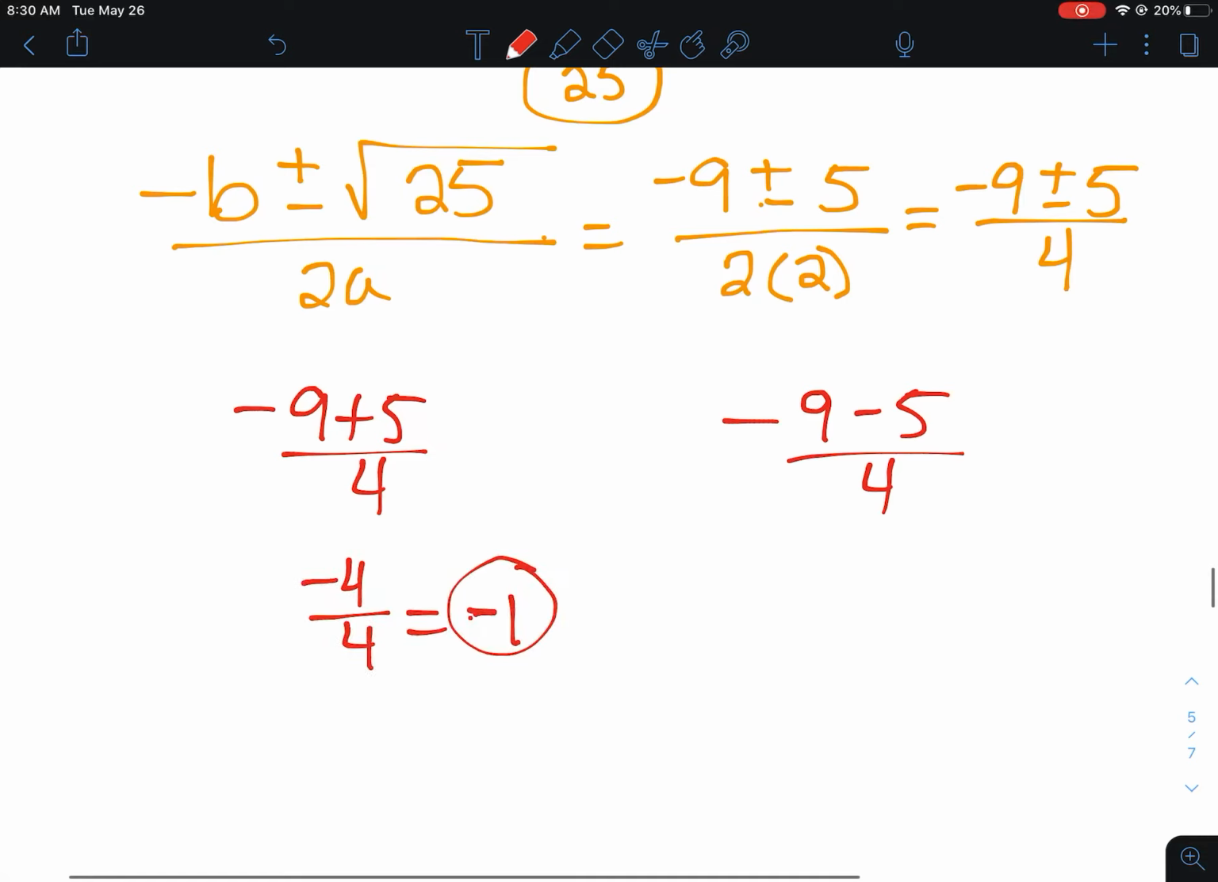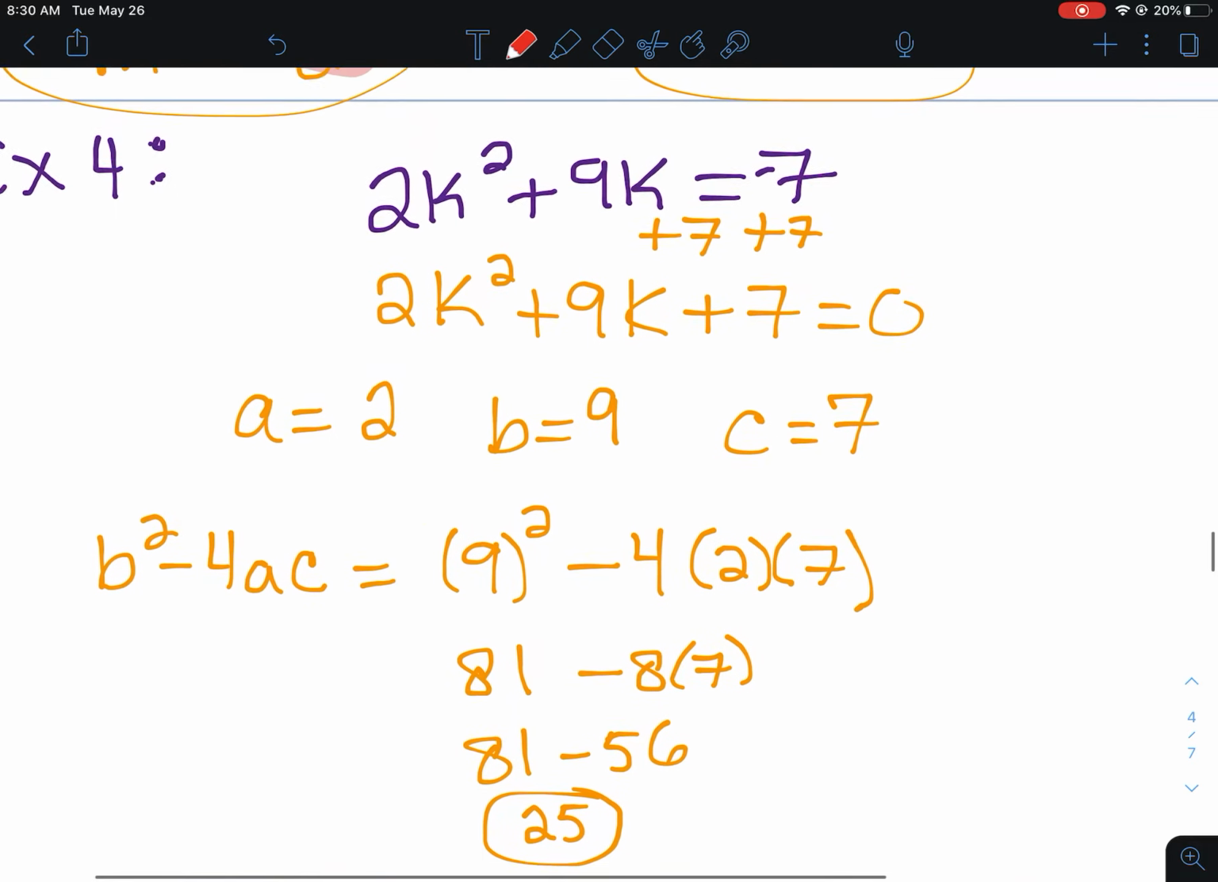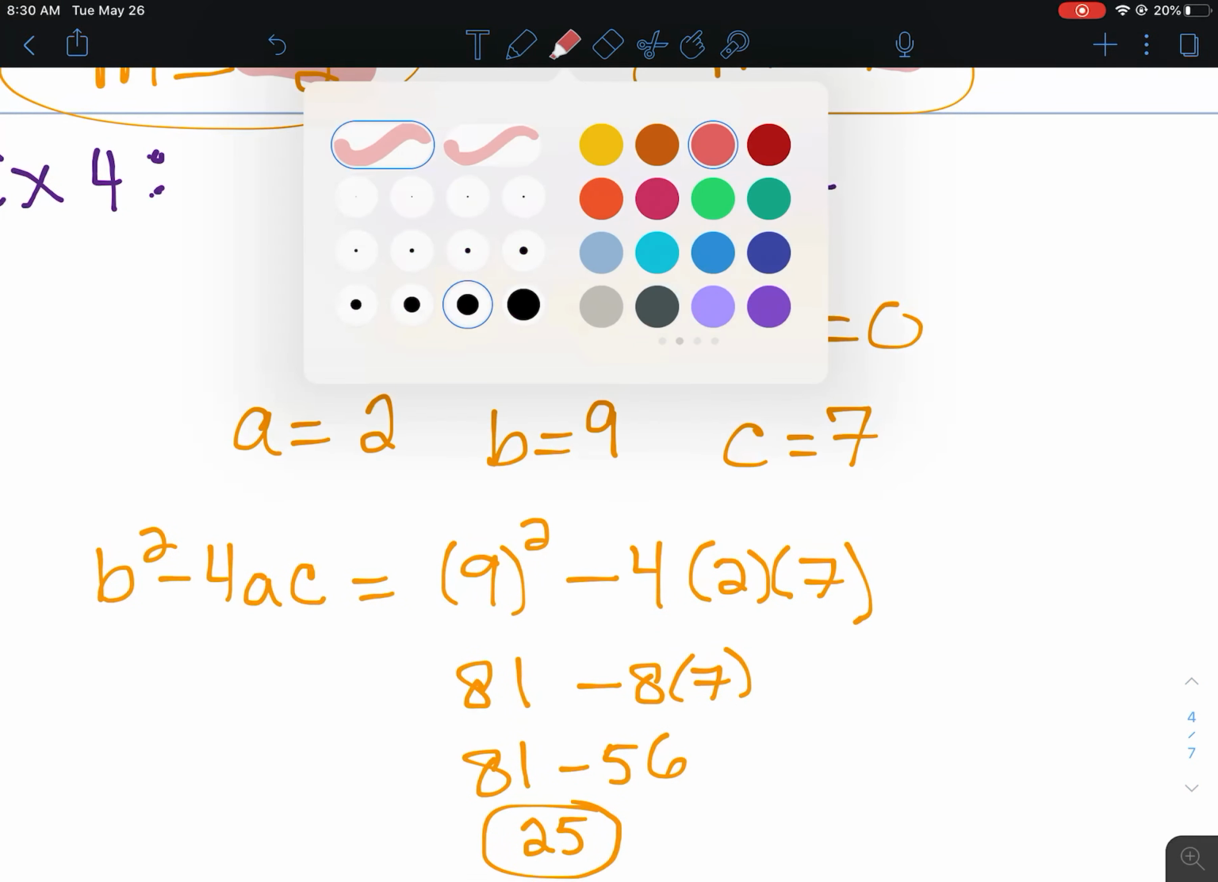Gives me negative 4 over 4, which is negative 1. And here we get negative 14 over 4. That doesn't actually divide evenly, but I can reduce, so negative 7 over 2. Okay, so those are my 2 zeros.